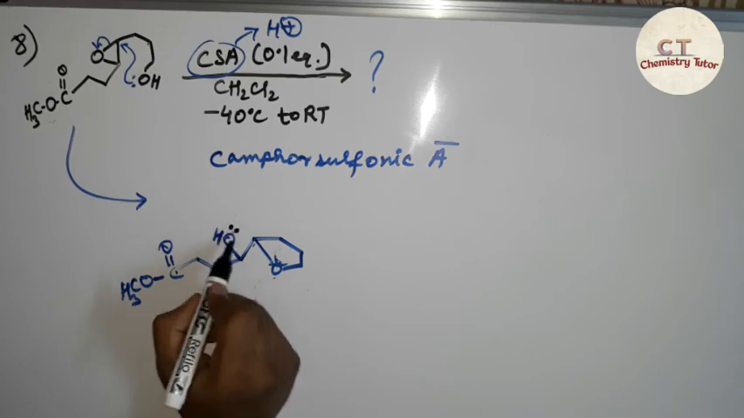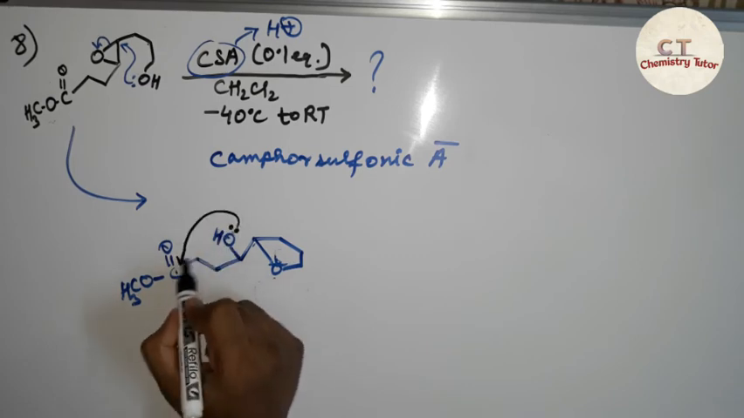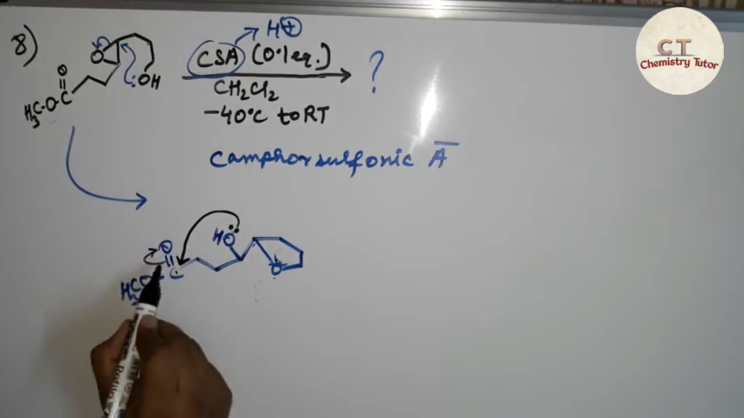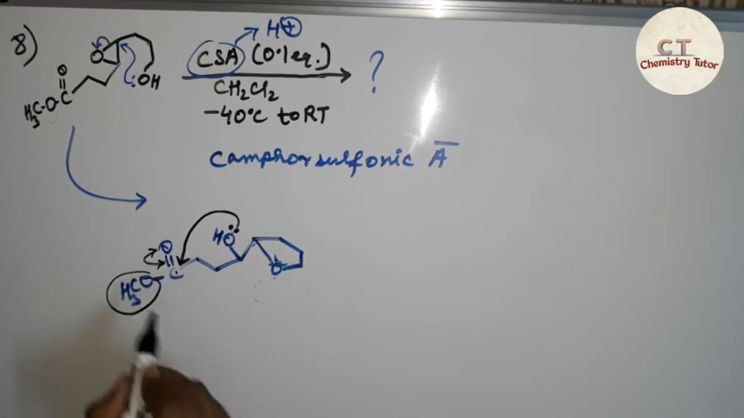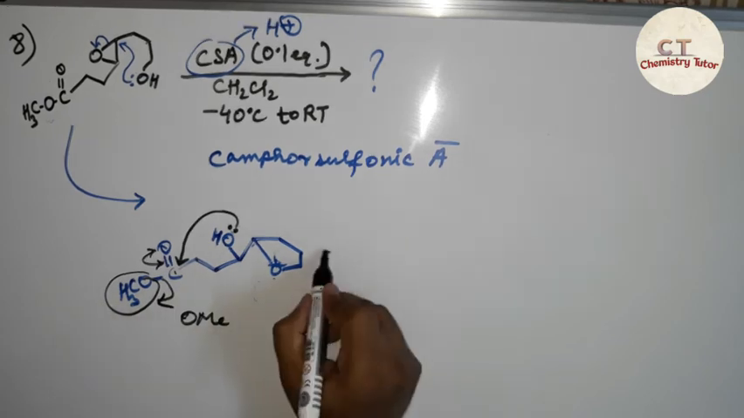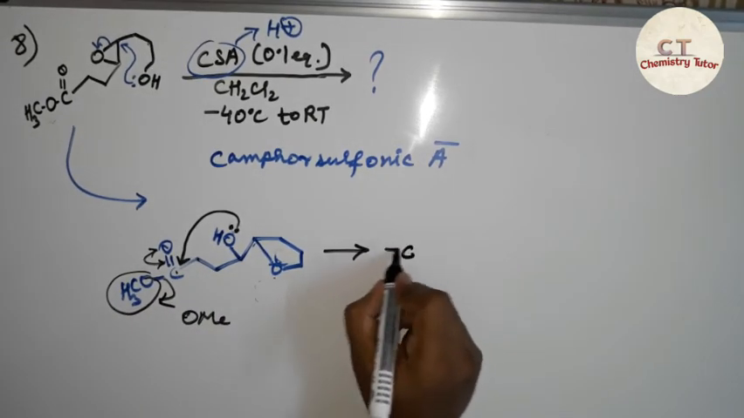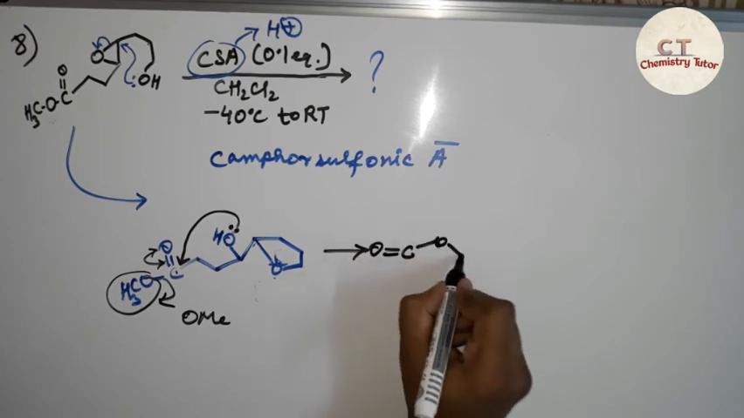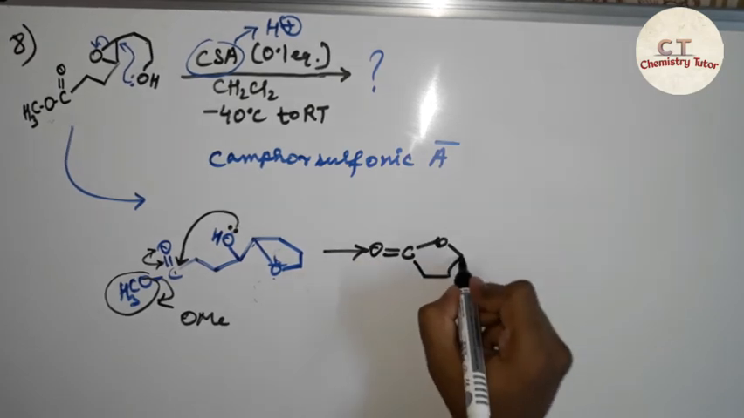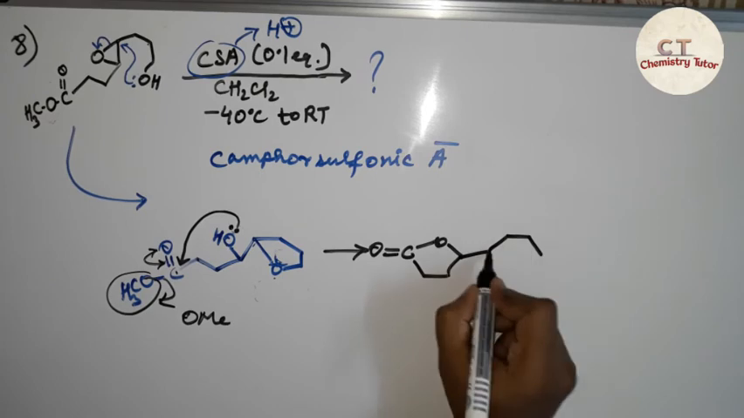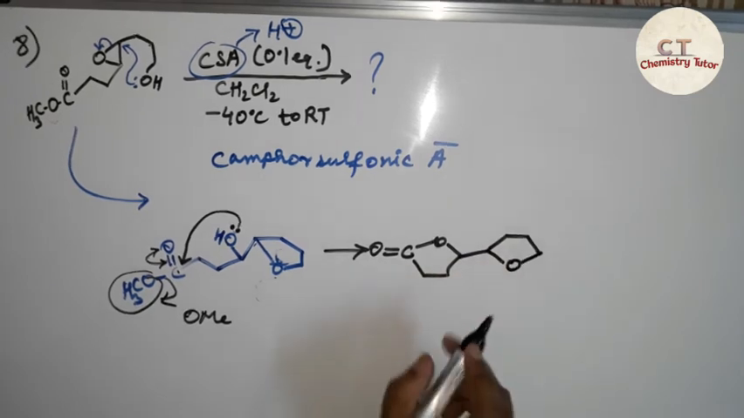So again the lone pair on this oxygen atom is now going to attack the carbonyl carbon, and negative charge will be on the oxygen atom, again it will come back. Now OCH3, that is OMe, is a good leaving group, it is going to leave and it will give us one more 5-membered ring. Okay, so this will be the final product of this reaction.